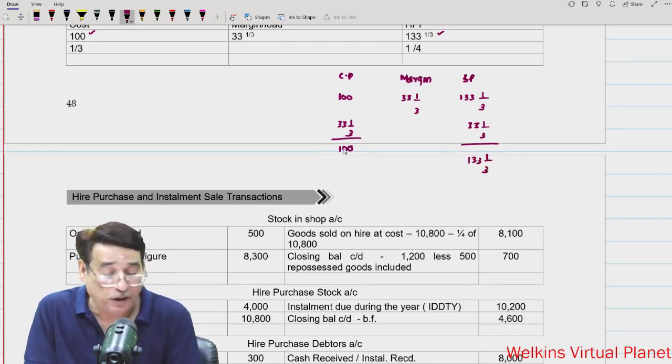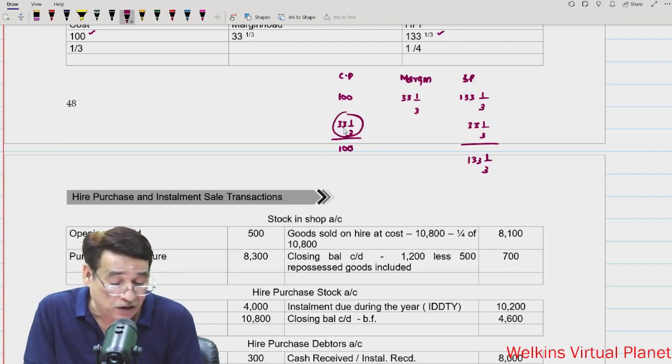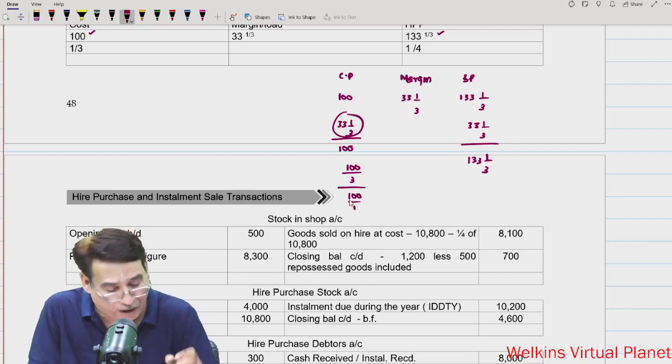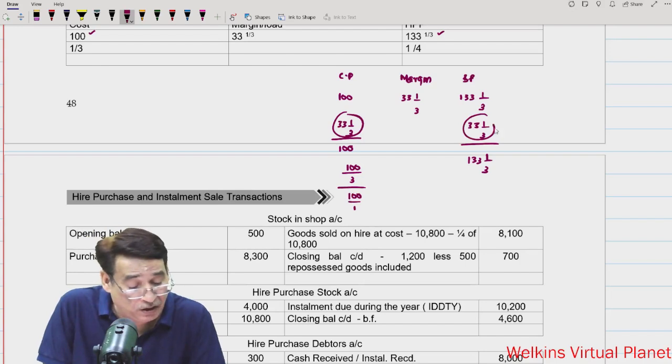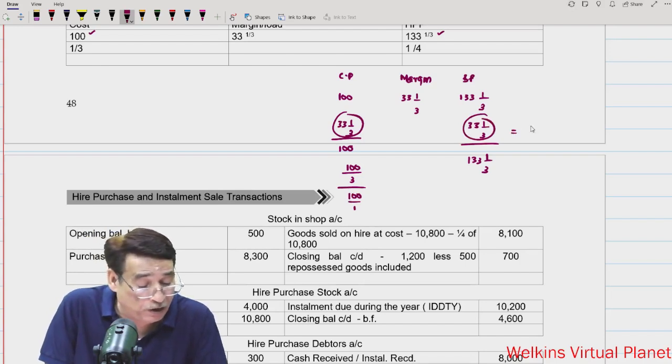Now if you are going to solve it, first you solve this one. 33 into 3, 99 plus 1, 100 by 3. I have solved this numerator and below I will write 100 and put up 1 by yourself. Similarly, in this case, I will solve it. It will be equal to 100 by 3.